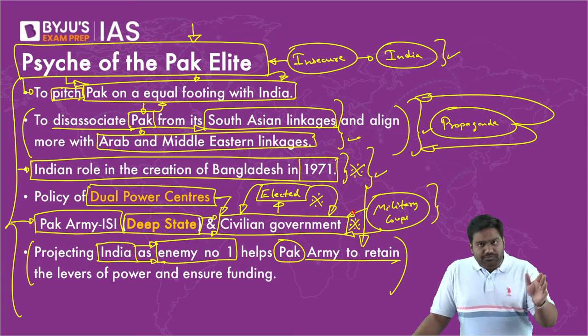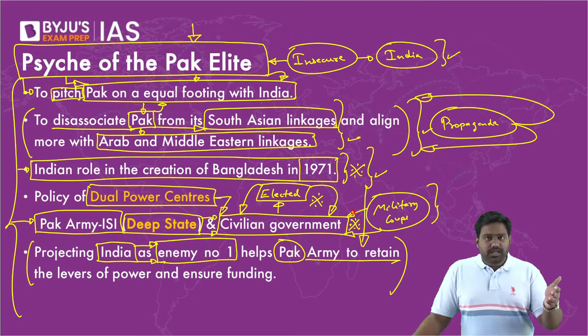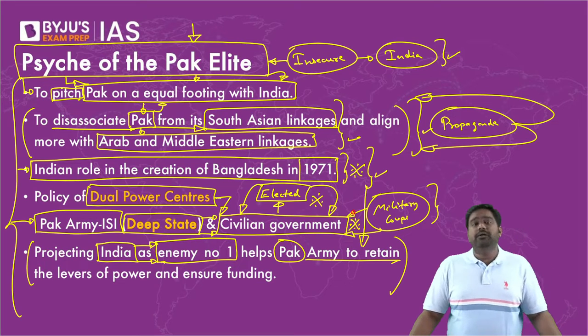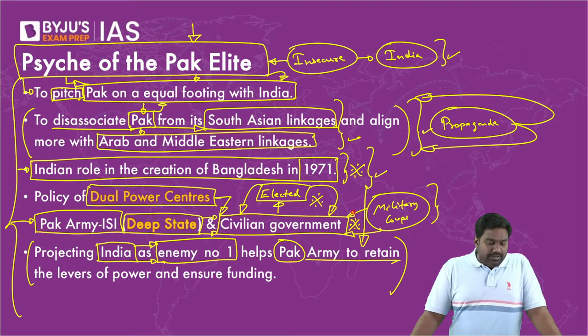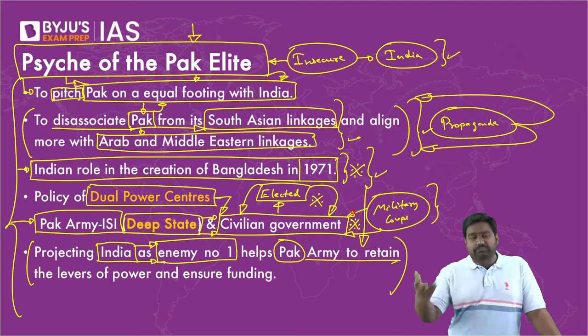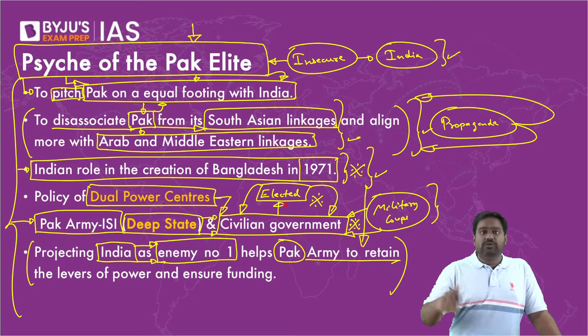Either they're removed from their position, pushed out through a controversy, or they are forced to step down, they are threatened, or even in the worst case, they are killed, they are assassinated. Many Pakistani leaders have been assassinated, right? In fact, many Pakistani civilian governments have not even completed their full term. Most of the elected civilian governments failed to complete their full term.